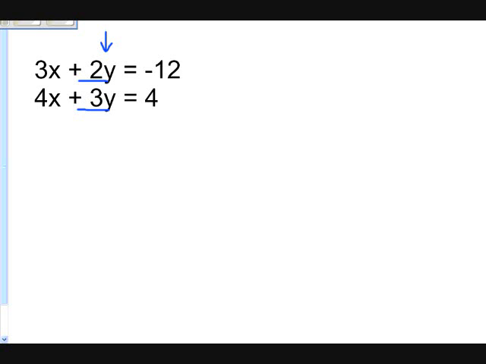So if I want this top y to be a negative 6, then I'm going to multiply it by a negative 3, because negative 3 times 2 would give me a negative 6, which is fine. I can do it, but now I got to multiply every part of this equation by negative 3. That would give me negative 9x minus 6y is equal to a positive 36.